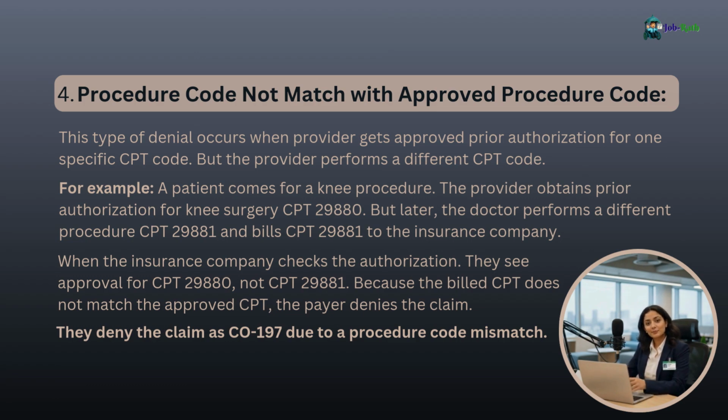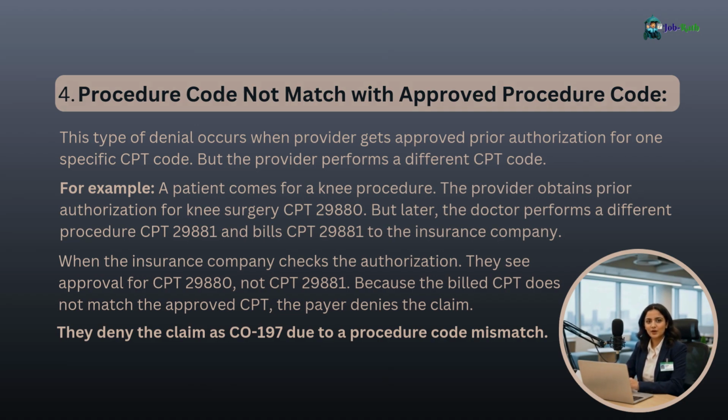When the insurance company checks the authorization, they see approval for CPT 29880, not CPT 29881. Because the billed CPT does not match the approved CPT, the payer denies the claim. They issue the denial as CO-197 for procedure code mismatch. From an AR point of view, this is a provider error. You can correct the procedure code and resubmit the claim, but if the authorization cannot be corrected, the claim must be written off.